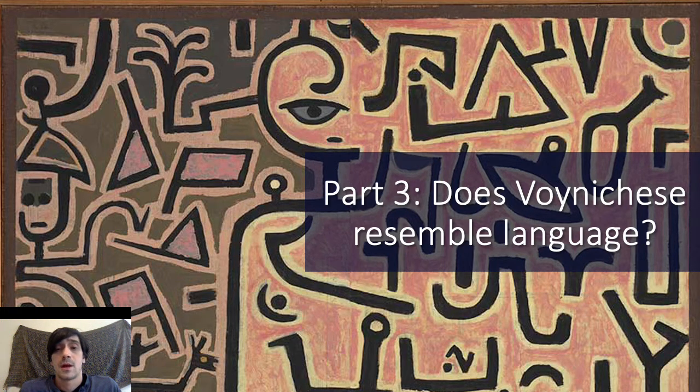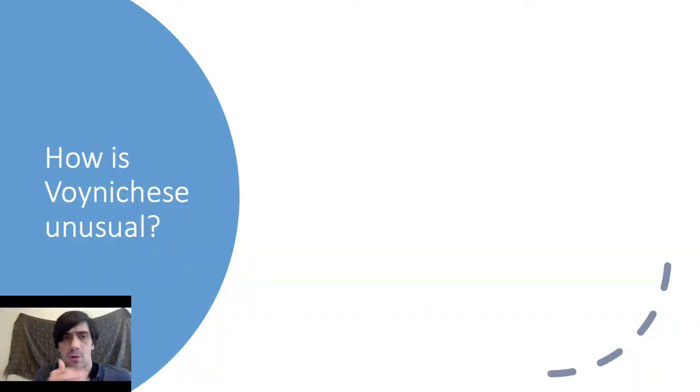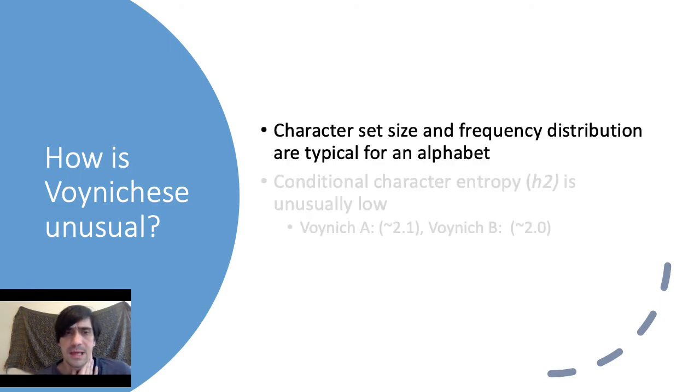So in this section, I would like to look at some of the features of Voynichese and compare them to known meaningful language texts and see in what ways Voynichese seems to be very strange and in what ways it seems to be more typical. So to start with, how is Voynichese unusual compared to other language texts?